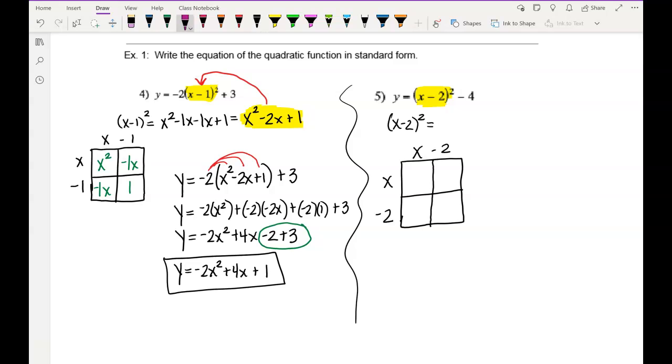Again, x times x gives me x squared. X times negative 2 is negative 2x. Negative 2 times x is negative 2x. Negative 2 times negative 2 is positive 4. So x squared minus 2x minus 2x plus 4 is x squared minus 4x plus 4.